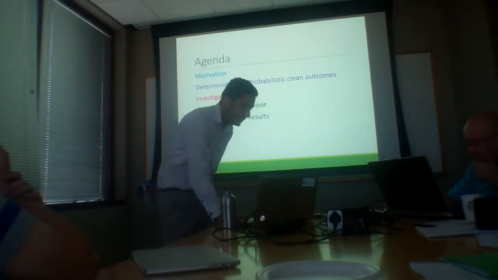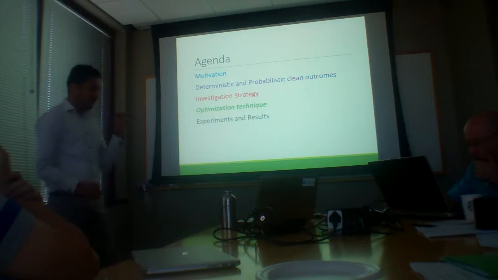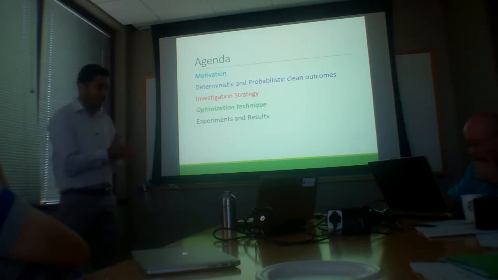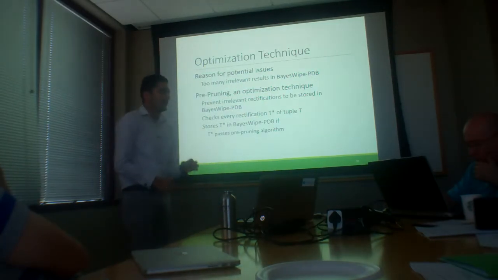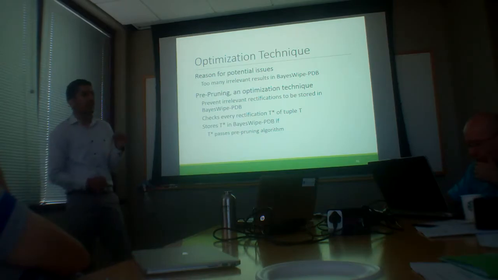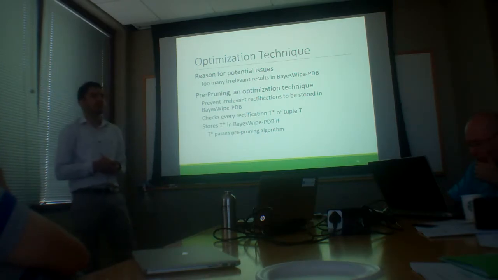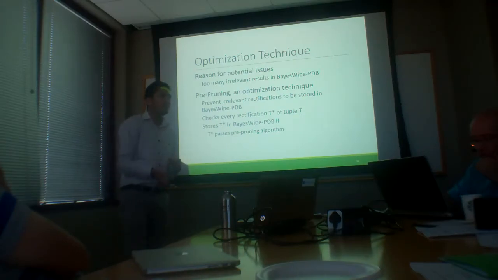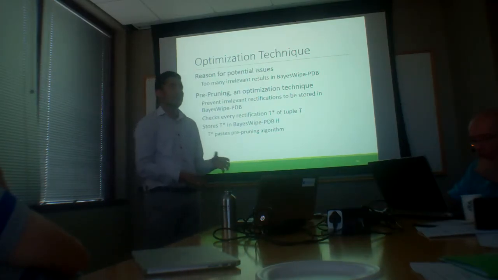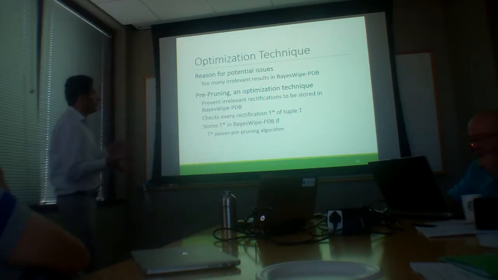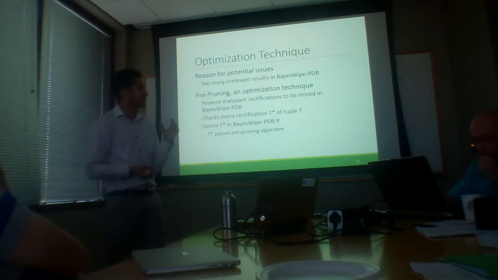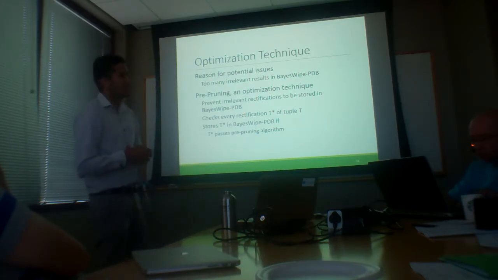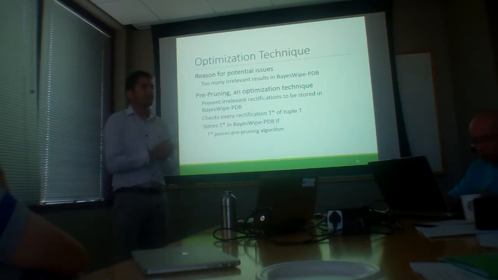So in order to handle these potential issues, we came up with an optimization technique. Since we know the reason for these issues is too many irrelevant results present in the BayesWipe PDB, we try to minimize those irrelevant results. For that, we are using a technique called pre-pruning. This is an optimization technique that prevents too many irrelevant tuples from getting stored into the database.